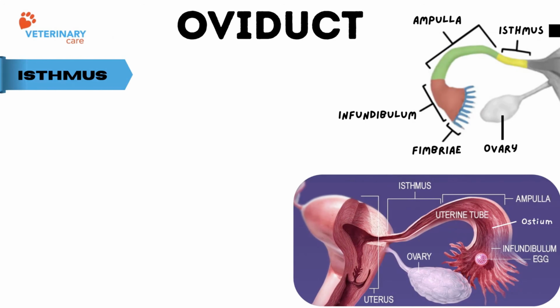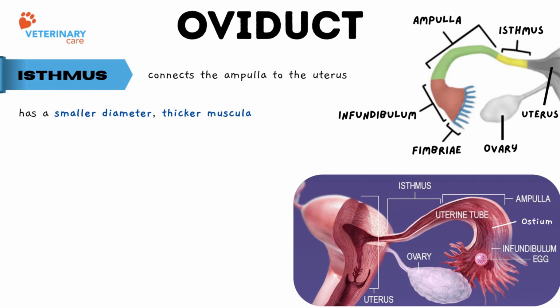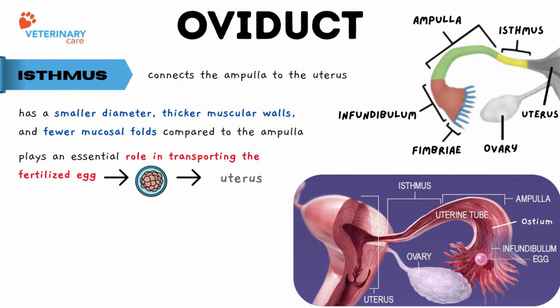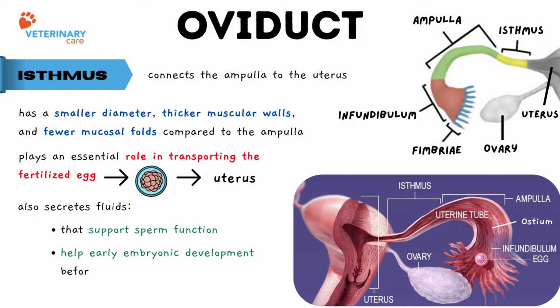Moving on to the isthmus, this section connects the ampulla to the uterus. It has a smaller diameter, thicker muscular walls, and fewer mucosal folds compared to the ampulla. The isthmus plays an essential role in transporting the fertilized egg, now called a zygote, to the uterus. It also secretes fluids that support sperm function and help early embryonic development before the embryo enters the uterus.